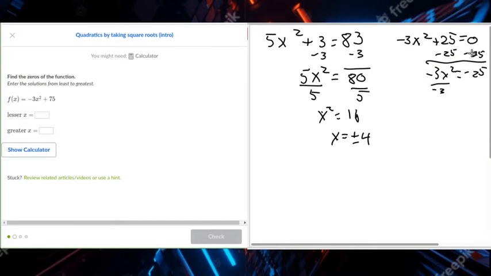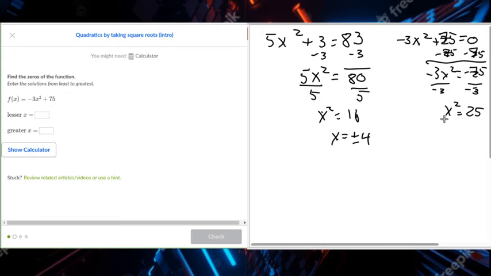75. 75, not 25. That's important. Go back through and fix that. It's equal to negative, divide by negative 3. So then I have x squared is equal to 25. Skip it ahead, I guess. So, negative 3x squared plus 75.